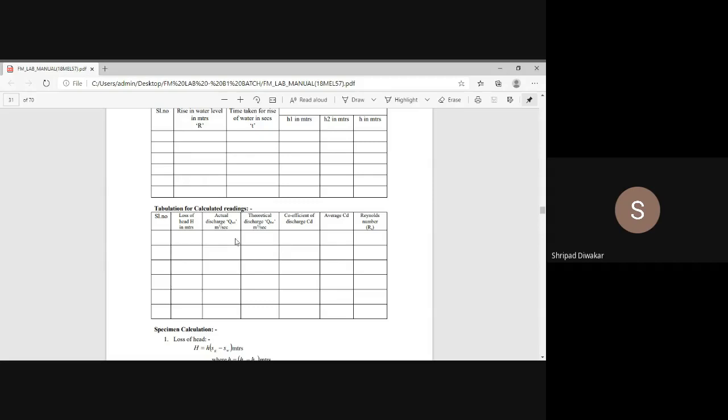So suppose you are taking 2 to 3 readings, you have to find out the average CD value, and then the Reynolds number by knowing rho V d by mu.